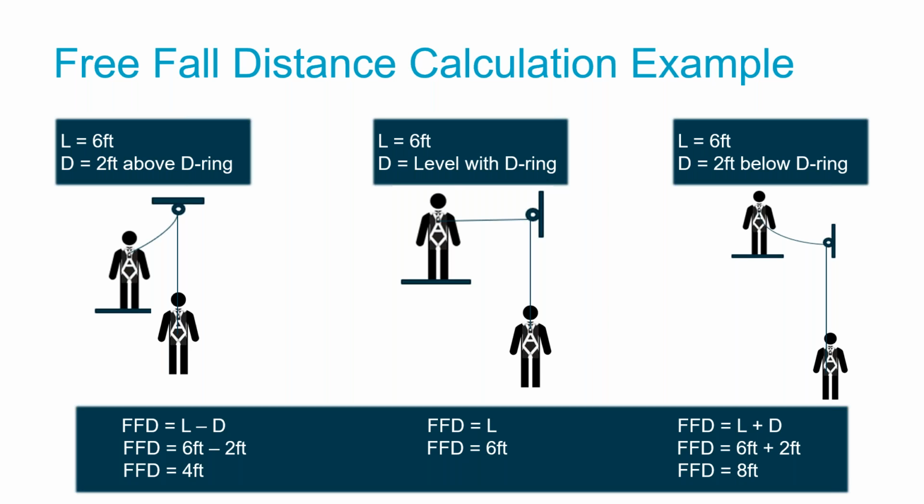Therefore, free fall distance is the length of the lanyard, again L, plus the distance from the D-ring to the anchor point, which is D. In this case, free fall distance is 6 feet plus 2 feet, which gives an 8-foot free fall distance. Where the manufacturer's stated free fall distance is exceeded, the work cannot proceed and alternatives must be considered. For example, relocating the anchor point, using a shorter lanyard or a self-retracting lanyard, or changing the scope of the work, etc.